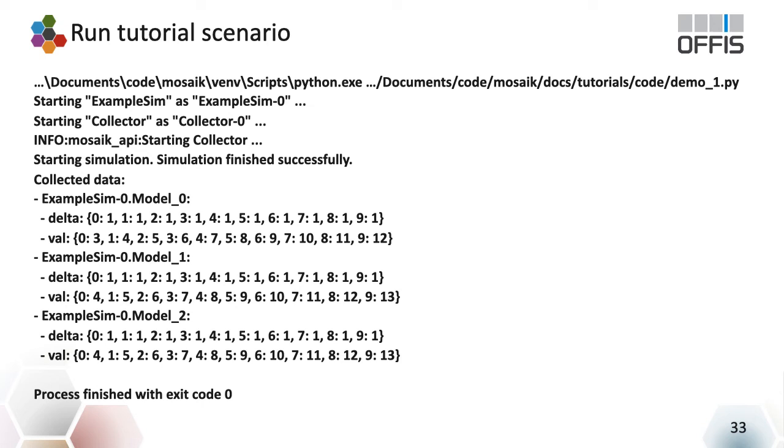This is the model 0. We see here that for the time step 0, we have a delta of 1, and the delta stays at a value of 1 for all the time steps until time step 9. The value in the beginning of time step 0 is 3, and it increases until 12 at the end. And the same for the other two models, just that they have another init value because David defined the init value as 3.